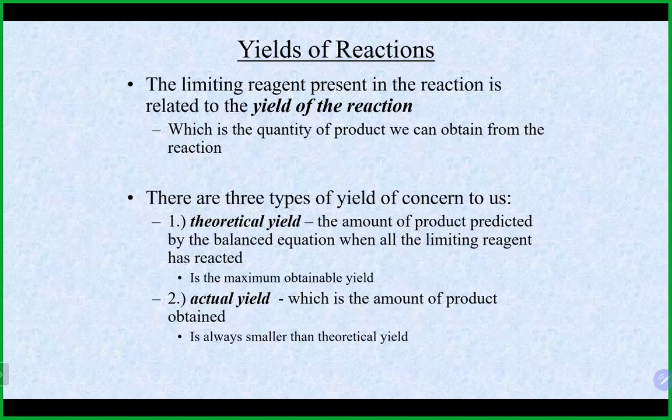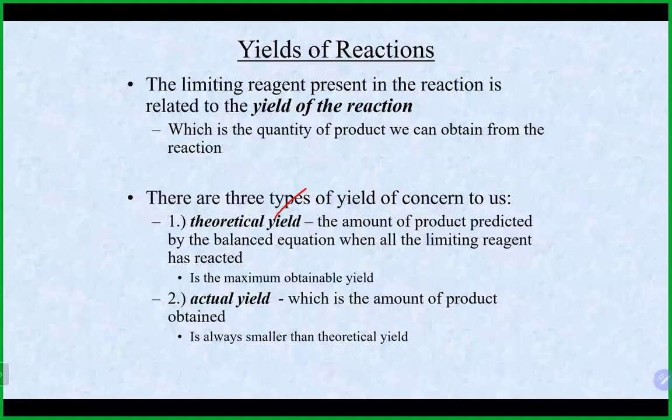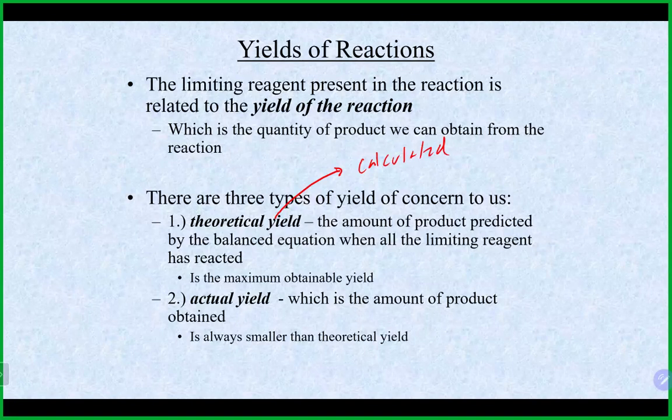In most cases, the theoretical yield is calculated. And that means that you typically need to calculate the theoretical yield. That could be just a basic stoichiometry problem. That could be a limiting reagent type of stoichiometry problem. But usually you do have to calculate that theoretical yield.